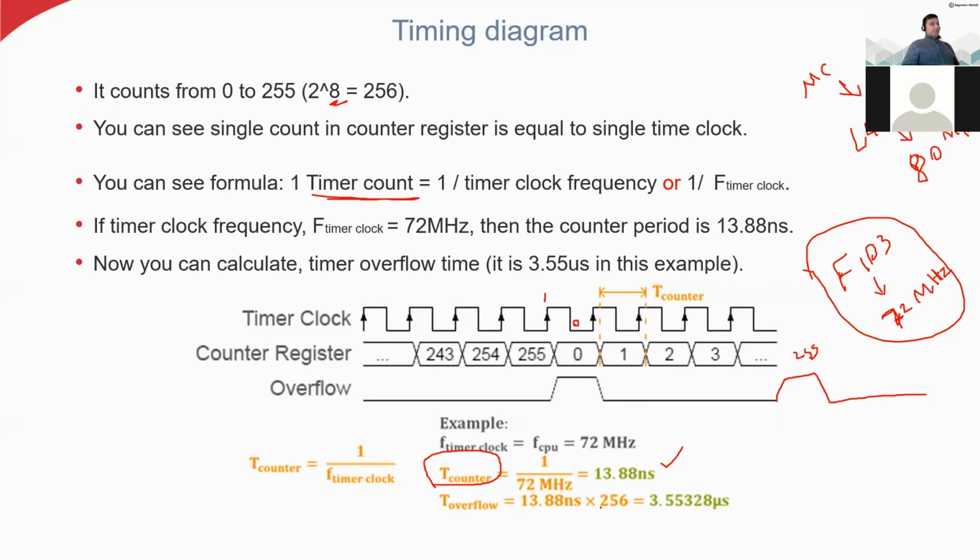So this is 8-bit, so the number of levels is 256. You have to multiply this time with these levels. Then you will get the overflow time period. Here it's 3.55 microseconds. So maybe you try to remember this. This is the simple formula to calculate the timer count time based on the frequency of the microcontroller, and then you have to calculate the overflow timing as well.